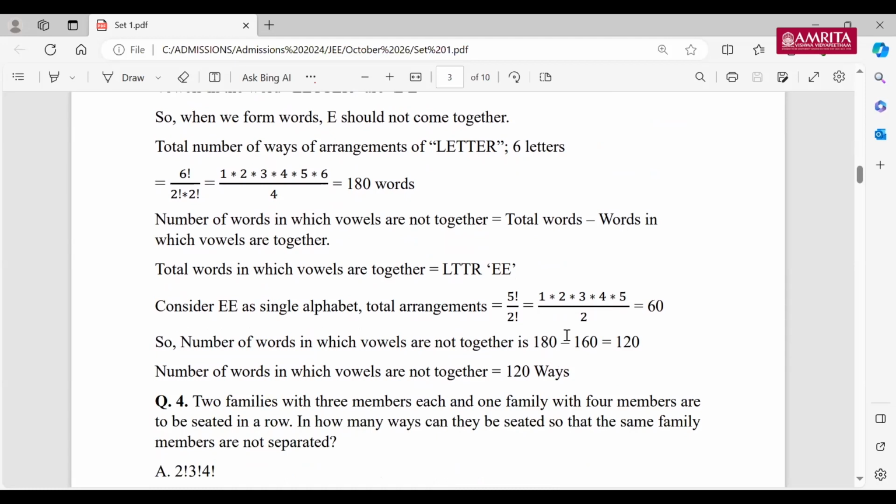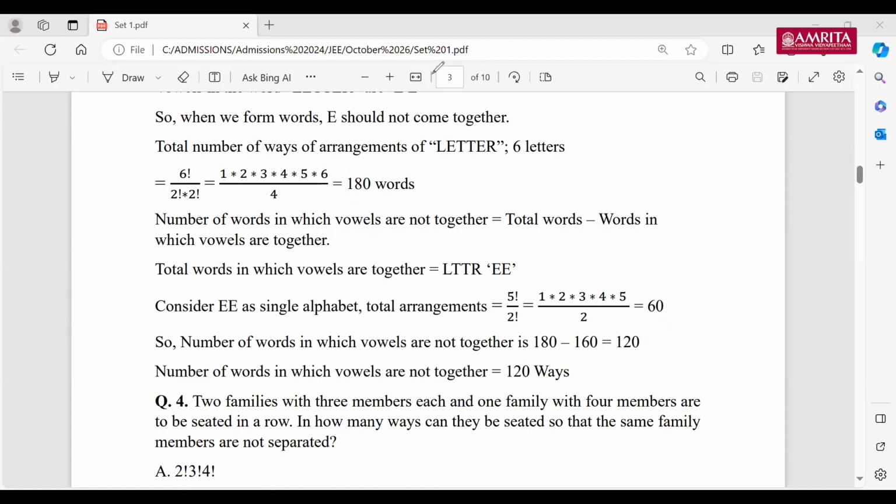It's like 180 minus, oh, I'm so sorry, it's not 160, it's 60. Here, I think I have written this as 60. So this is 60 and this is 180 words. So 180 minus 60, you got the answer as 120 ways. The number of words in which these vowels are not coming together is equal to 120. Or there are 120 words that you can arrange without these vowels.